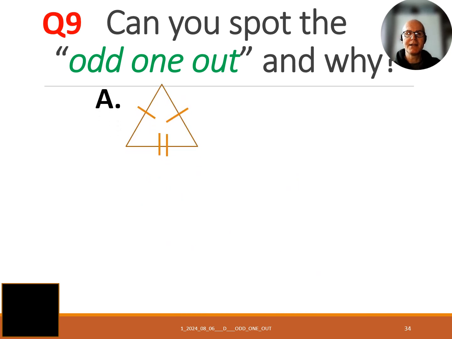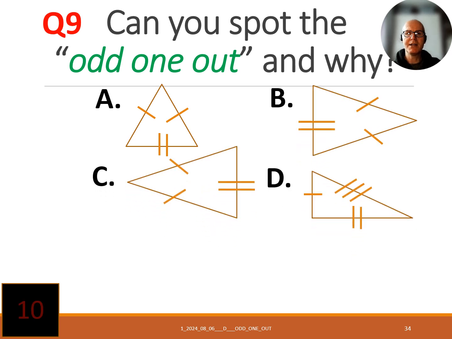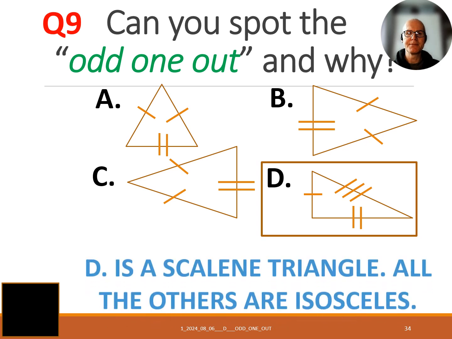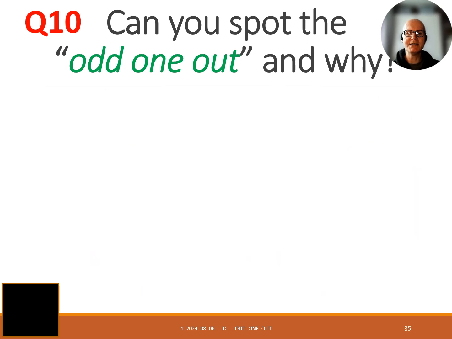Question 9. This triangle, this triangle, this triangle, and this triangle. What was the odd one out from these 4 triangles, solely based on the information provided? It was this triangle, triangle D, because the other 3 triangles are isosceles, whereas D is a right-angled scalene triangle.